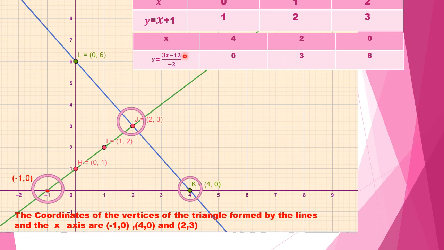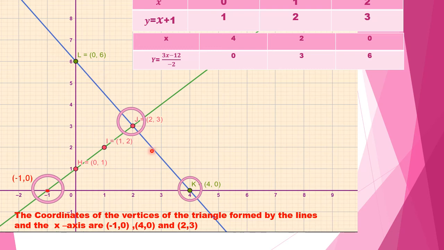Now take the second table. Here the first pair of coordinates 4, 0 is represented by point K. The second pair 2, 3 is represented by point J. And the third pair 0, 6 is represented by point L. Join these points K, J and L by a line.